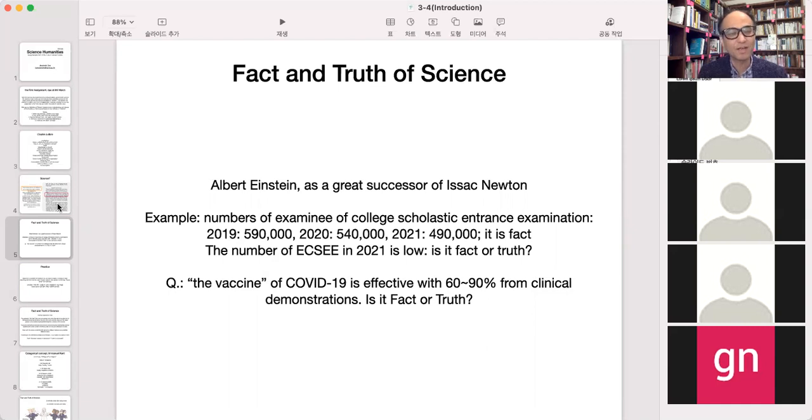To understand science. Anyone? Any comment?